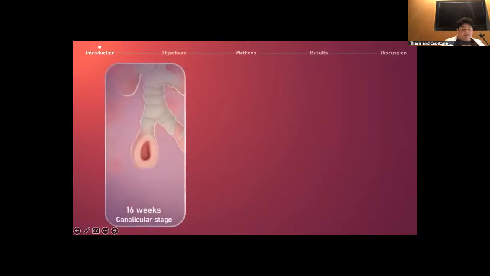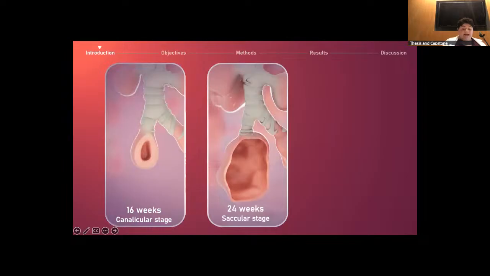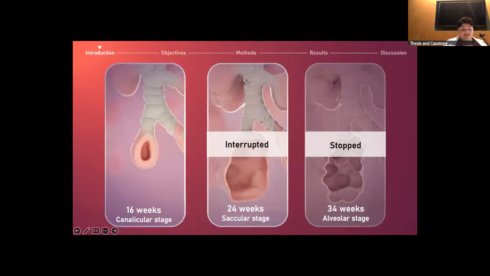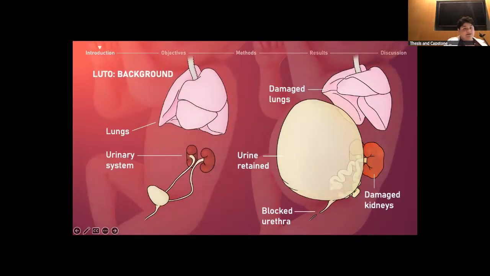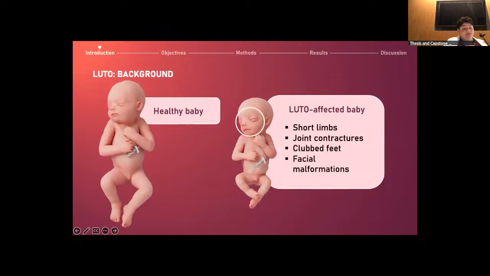During the second trimester, the fetus is breathing in amniotic fluid, which is primarily composed of urine. That fluid is what pushes against the developing lungs and allows the alveoli to form. Without amniotic fluid, lung development is interrupted, and the internal pressure from the enlarged bladder and the lack of amniotic fluid can contribute to lung damage in a LUTO-affected fetus. Additionally, physical damage such as short limbs, joint contractures, clubbed feet, and facial malformations can occur because the fetus cannot move freely within the uterus.